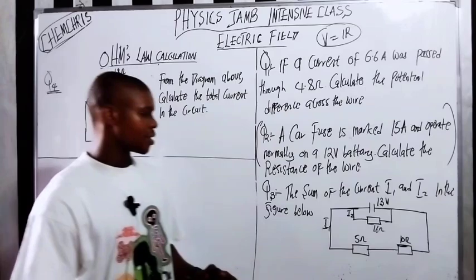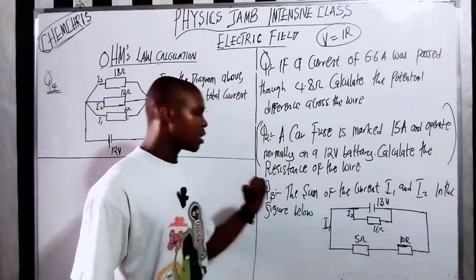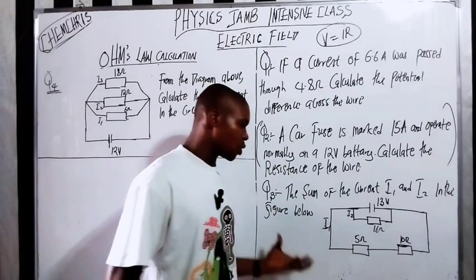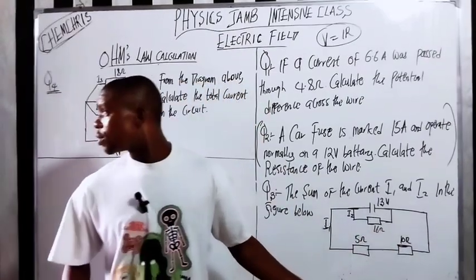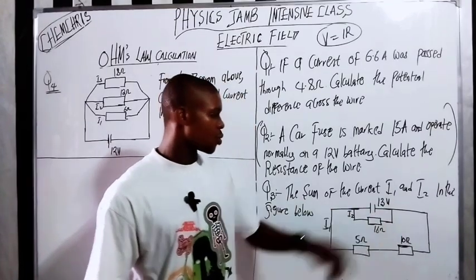Say the sum of the currents. They're asking you to calculate the sum of the currents in the circuit. Calculate the total current in the circuit. Now look at this circuit here. If you look at the circuit, we have the voltage as 12 volts.